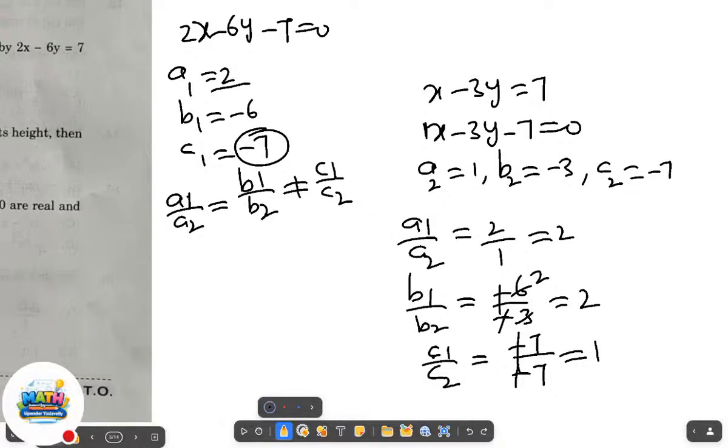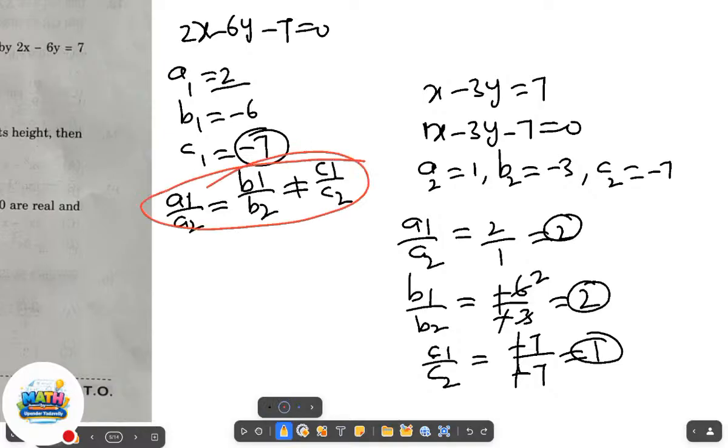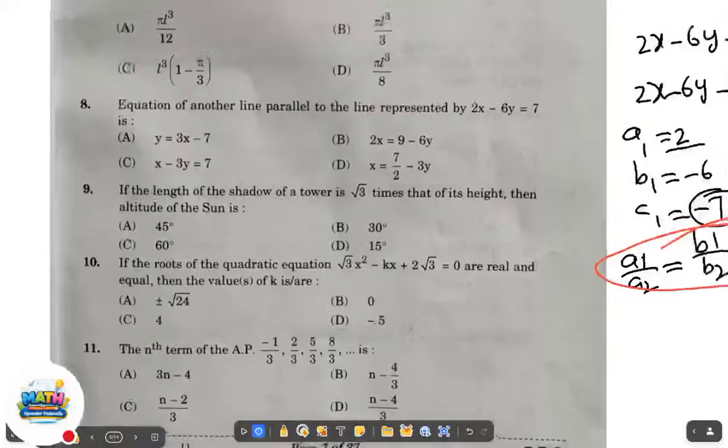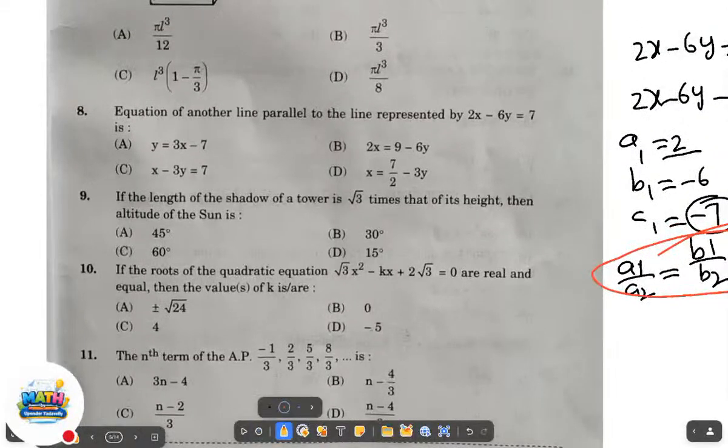So this one will satisfy the given equation. Why? Because a1 by a2 equals b1 by b2, not equal to c1 by c2. So the third option is satisfying the parallel condition. Therefore option C is the right answer.